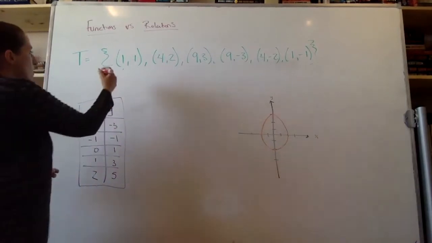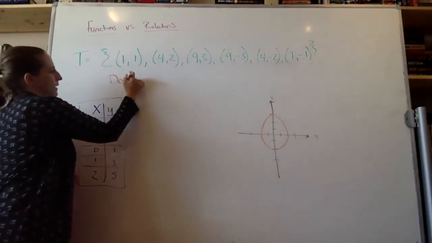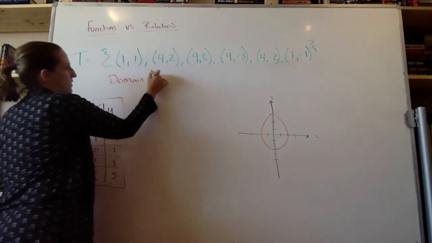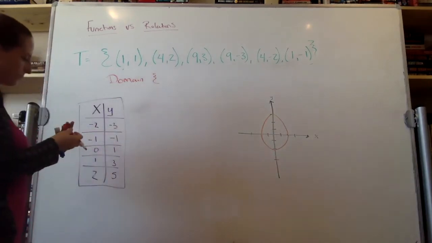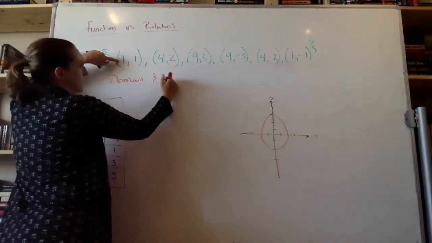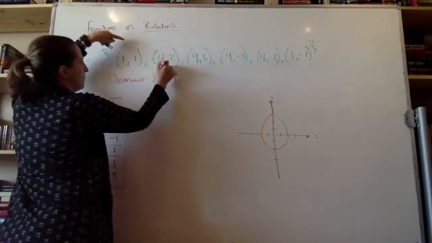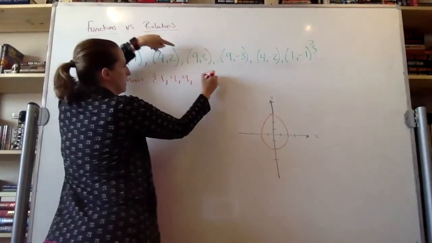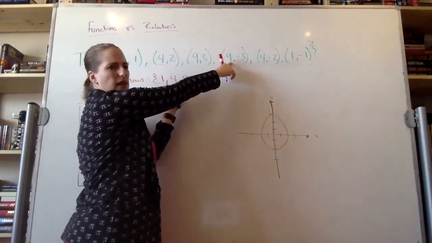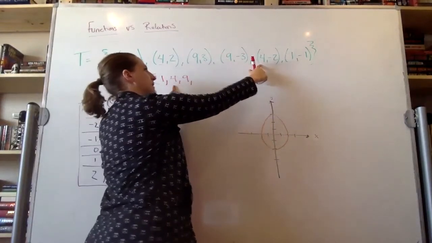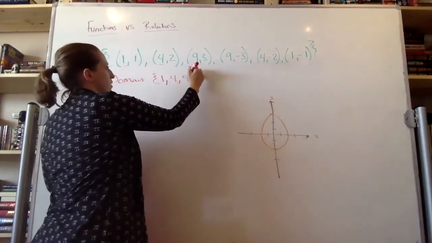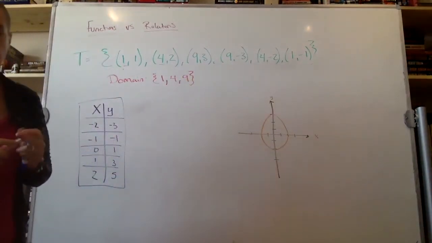Now, in our ordered pairs, remember that the domain is the number that comes first. So our domain will consist of 1, 4, 9, 9 again. Now I already have 9. Do I need to write it again? Nah. 4, that's already in my list, and 1. So it turns out our domain here is just 1, 4, and 9.